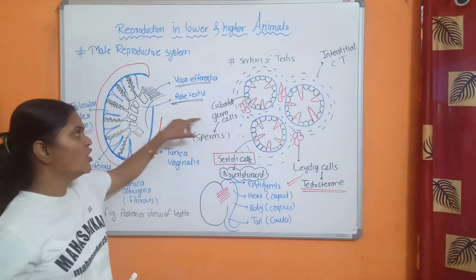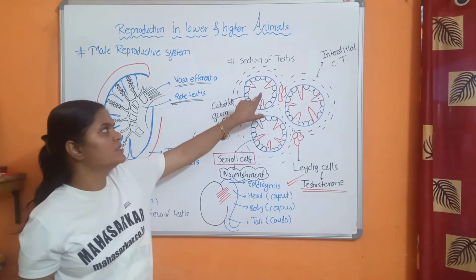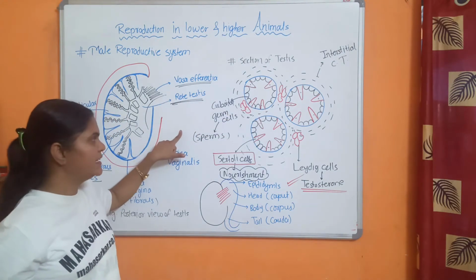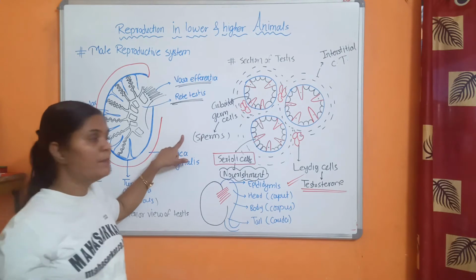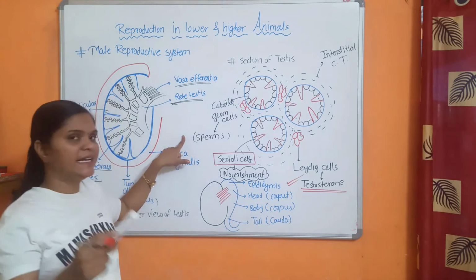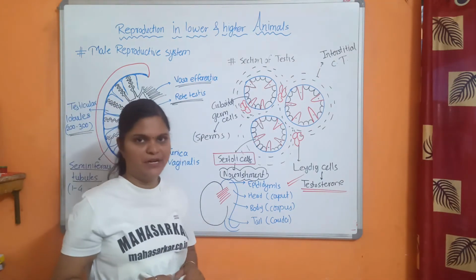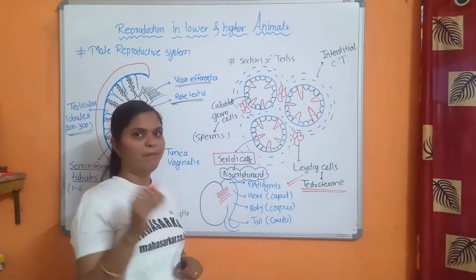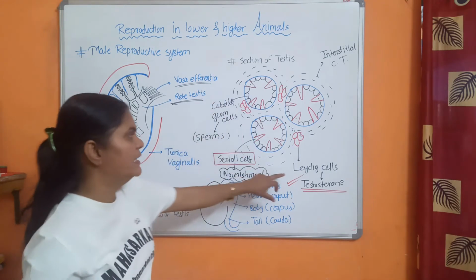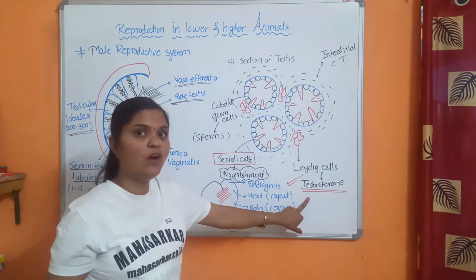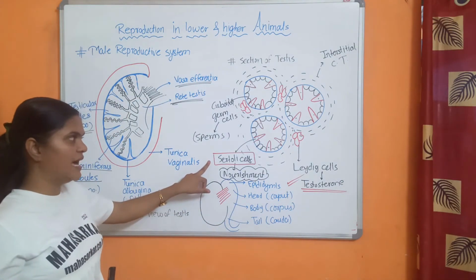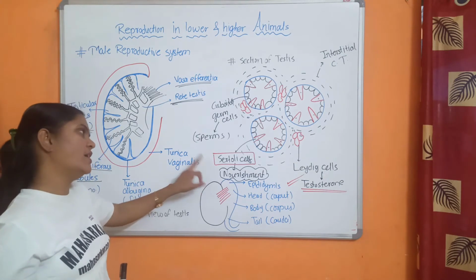So which phases of sperm cells are seen in this seminiferous tubule? That is germinal cells, that is spermatogonia. From these primary spermatocytes are produced, secondary spermatocytes are produced, and from secondary spermatocytes spermatids are produced, and then from these spermatids mature sperms are produced. So this is Leydig cells, which is essential for synthesis of the testosterone hormone, the male sex hormone, and Sertoli cells, also called sustentacular cells or nurse cells.